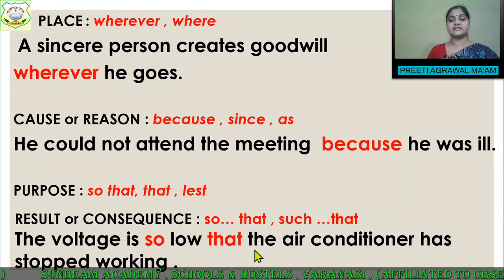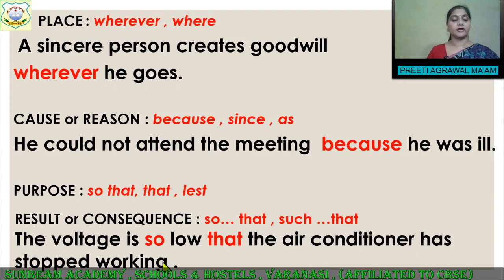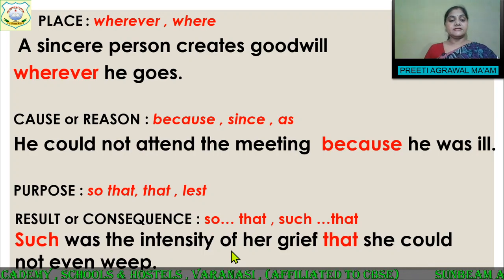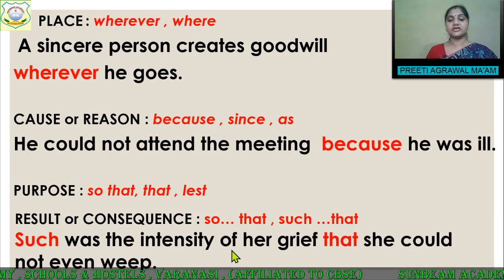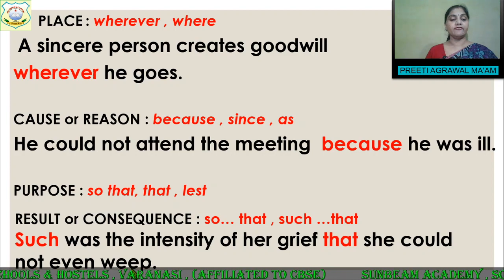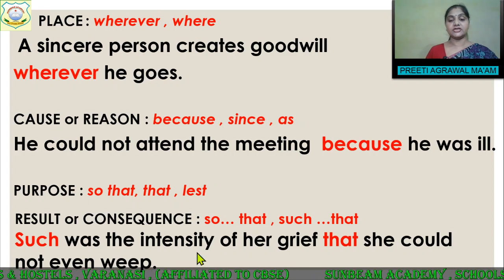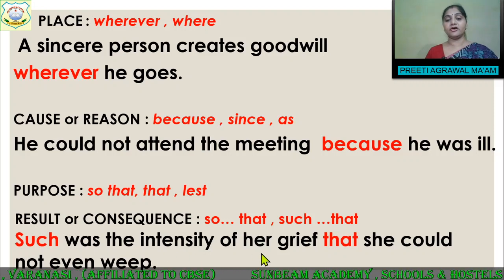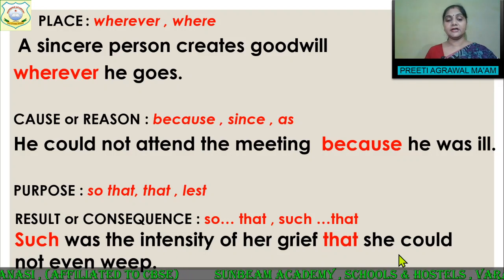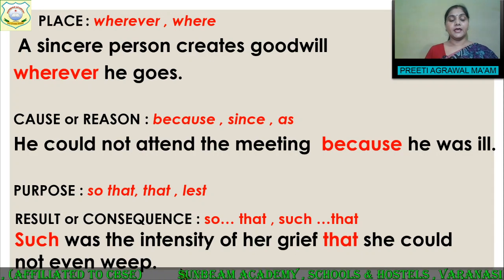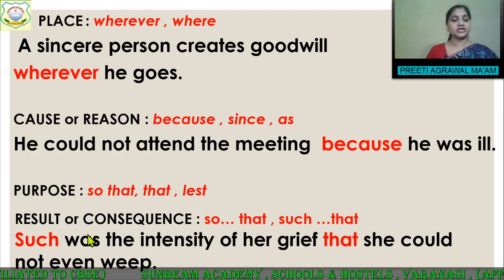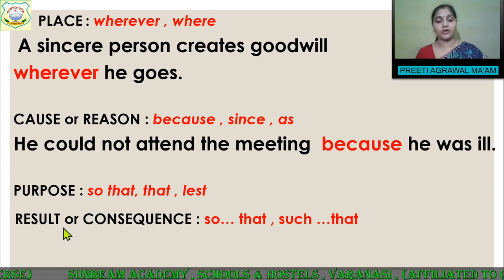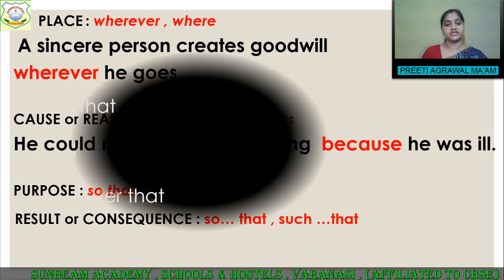Okay, so this is the result: that air conditioner has stopped working. Here you have used the conjunction "such that". Such was the intensity of her grief that she could not even weep. So "such that" is also giving you the result. Such was the intensity of her grief. So what was the result? That she could not weep. So these are subordinating conjunctions. Whenever you have to express result or consequence, you can use these conjunctions.